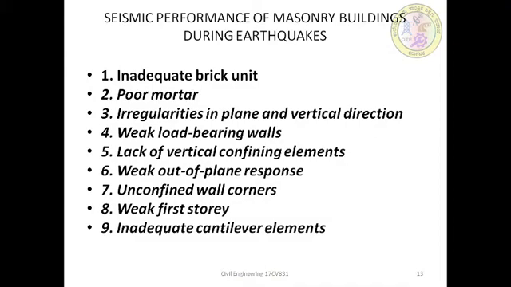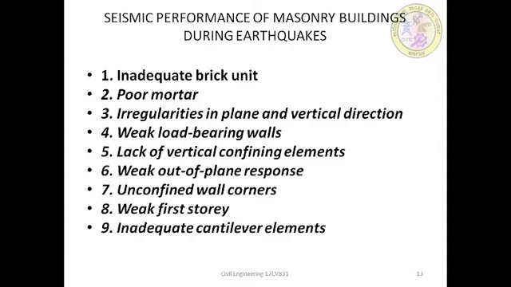So it is observed that some of the reasons which may cause damage to masonry buildings during an earthquake are classified as follows. The first one is inadequate brick units. The second one is poor mortar, the third one is irregularities in the plan and vertical direction. The fourth one is weak load bearing walls. Then the fifth one is lack of vertical confining elements.